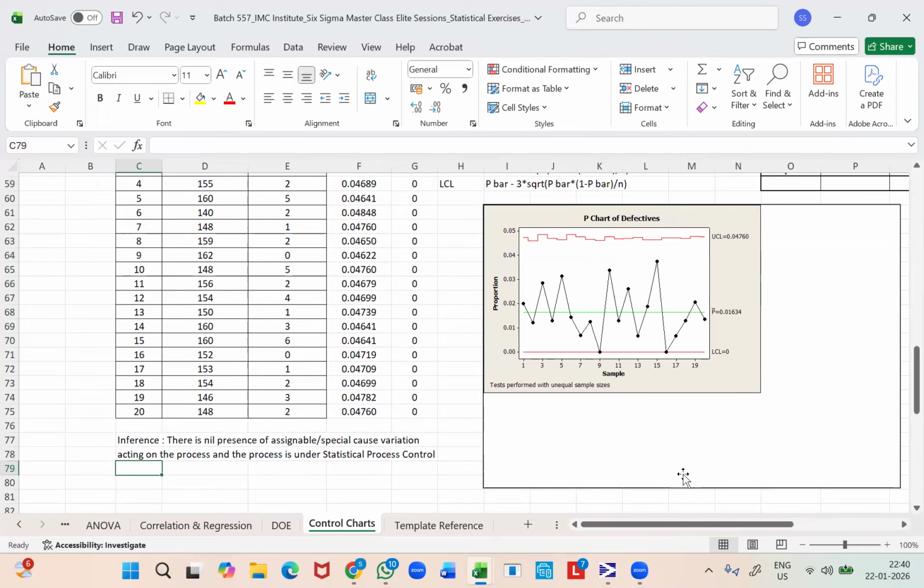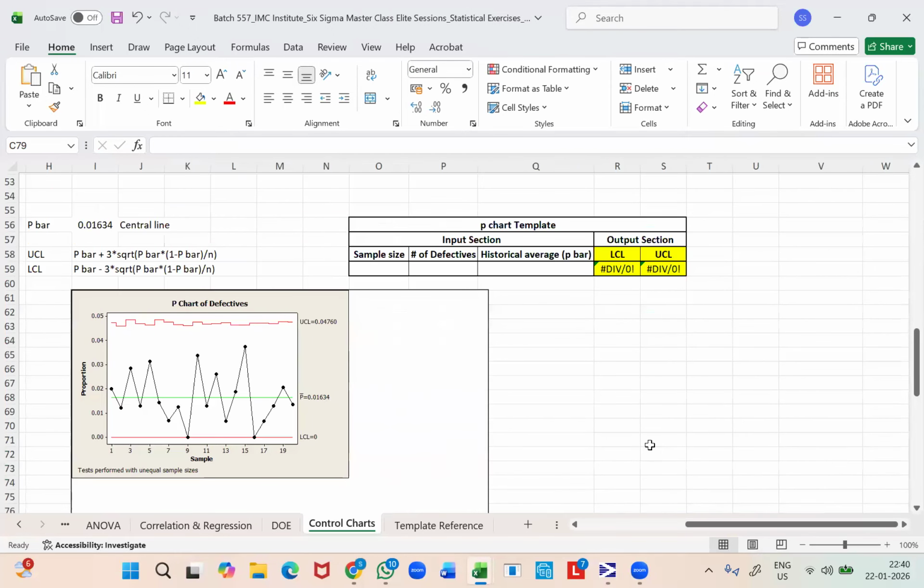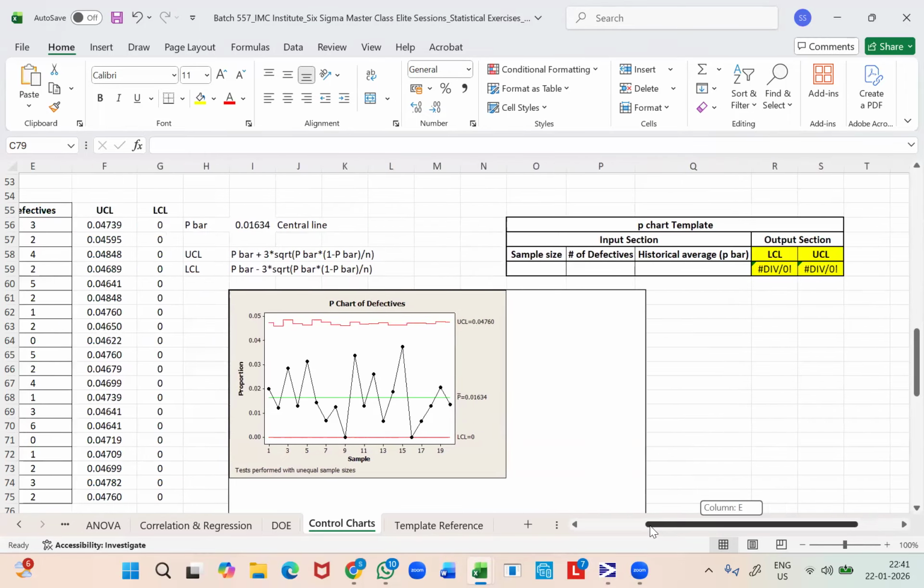right? But then in the final assessment, you will be asked to calculate the control limits for a P-chart scenario. So they will provide the sample size value, the number of defectives, and the P-bar value. So with the help of these 3 input values, we need to calculate the upper control limit and the lower control limit for a P-chart scenario. So I already provided you with the template wherein you just need to update all these input values and you'll get the answer for control limits. We'll just test it out and see.